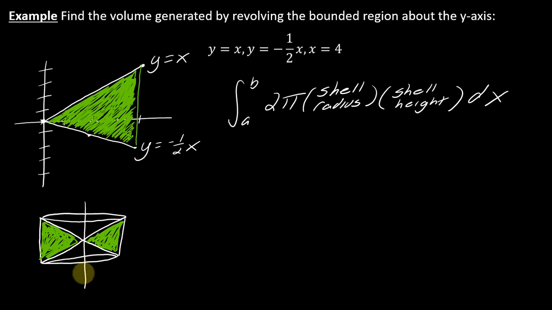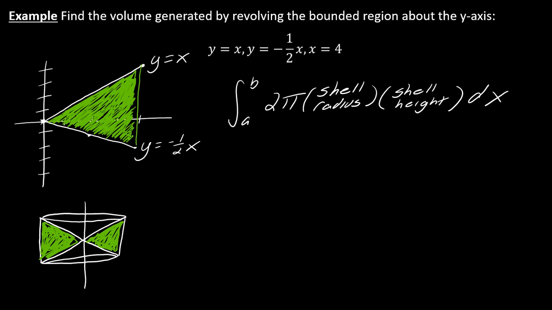Now, since I'm rotating about the y-axis, this is something that you just have to get in your head. It's the difference between the disc and washer method versus the shell method. In this case, I'm going to be integrating with respect to x. So I want to go ahead and set up that formula first and foremost so that I don't forget which variable I want to integrate with respect to.